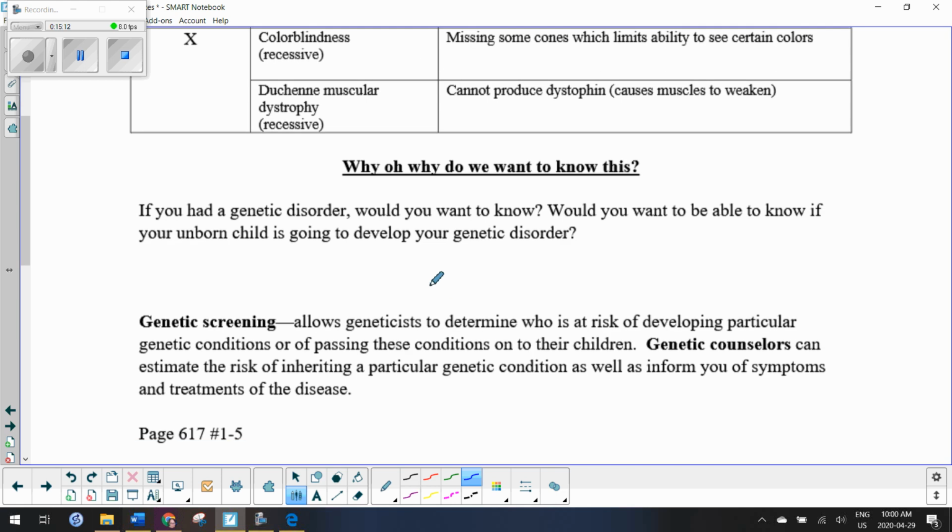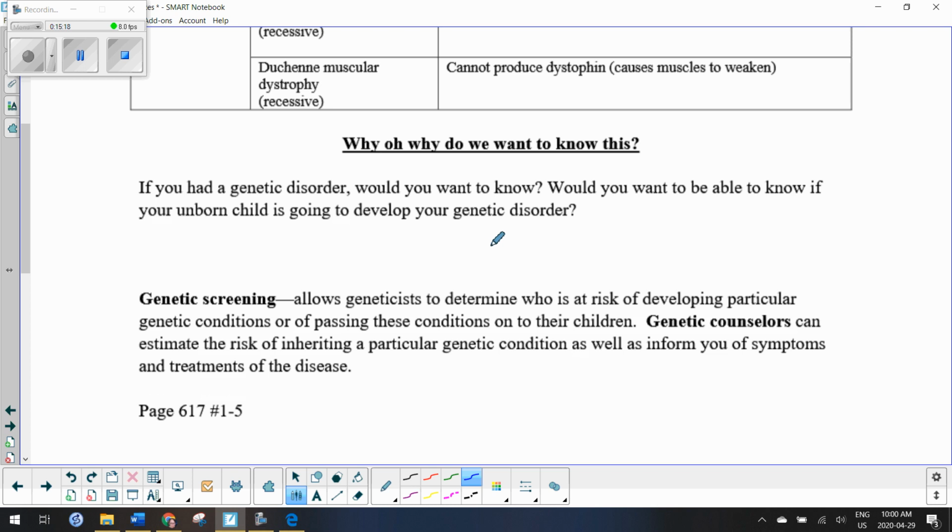Okay? So why, oh, why do we want to know this? So if you had a genetic disorder, would you want to know? Would you want to know if your unborn child is going to develop your genetic disorder? So this was more of a discussion kind of question that we would discuss as a class. Unfortunately, we are where we are in the world today. There is no right or wrong answer to this. If you were to know that you had a genetic disorder, would you have kids? It is totally your choice. Okay, there's nothing saying yes, you have to, or no, you don't have to. Okay, it's totally up to you.